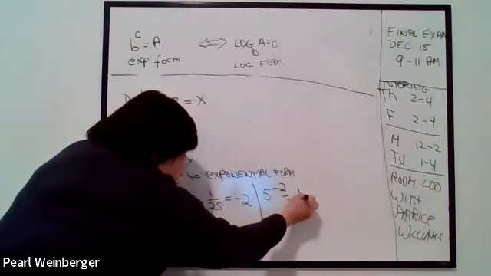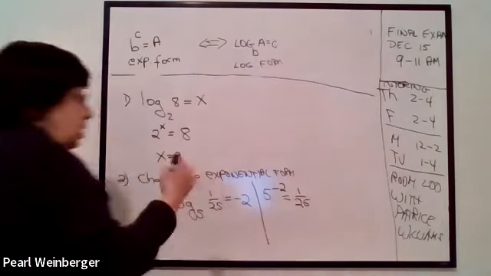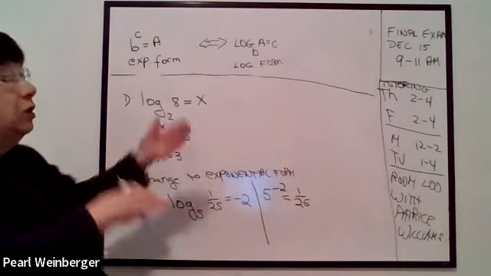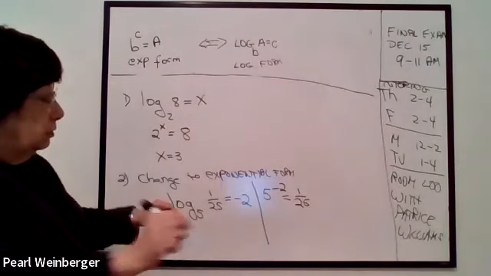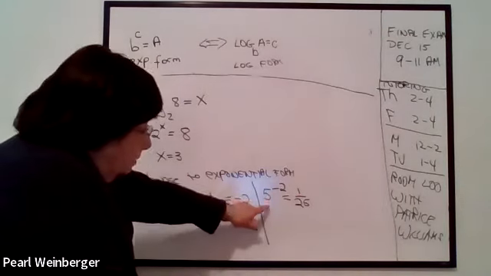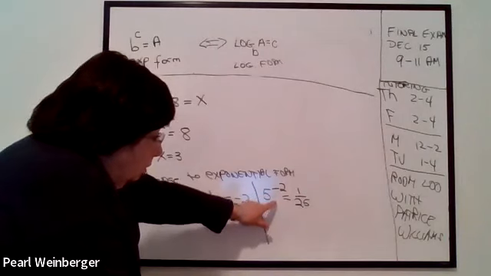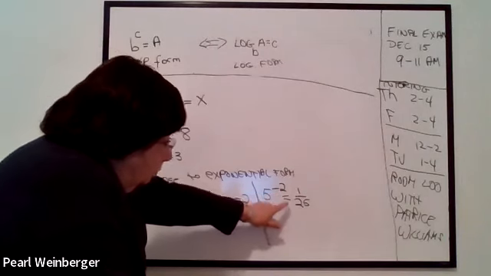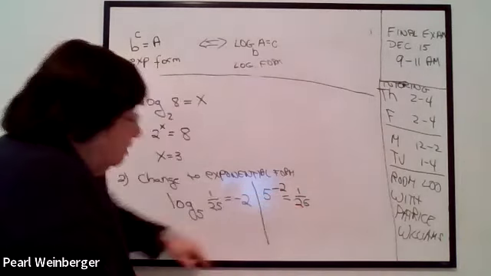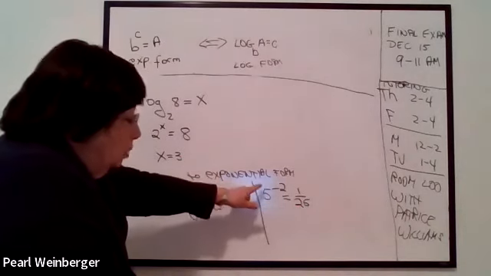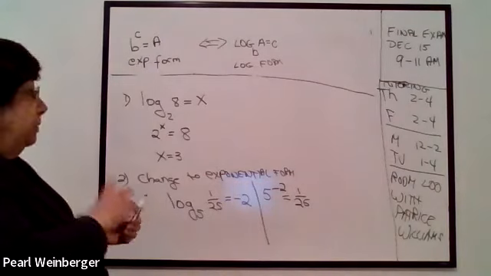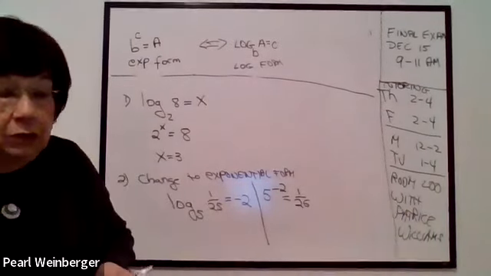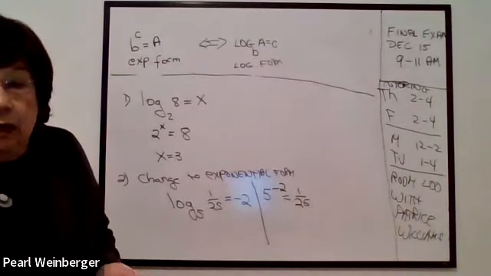Now, they didn't ask us to figure anything out. They just asked us to change from logarithmic form to exponential form. Sometimes that's all they ask you to do. Notice it makes sense because if you remember, a negative exponent means that you're going to have a fraction. This is 1/5 squared, or 1/25. So it makes sense, but they weren't even asking you whether it makes sense or not. Just switch it.